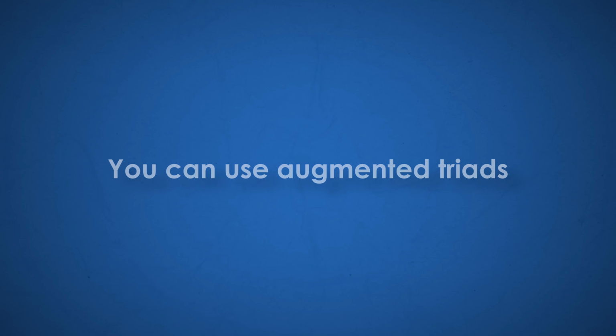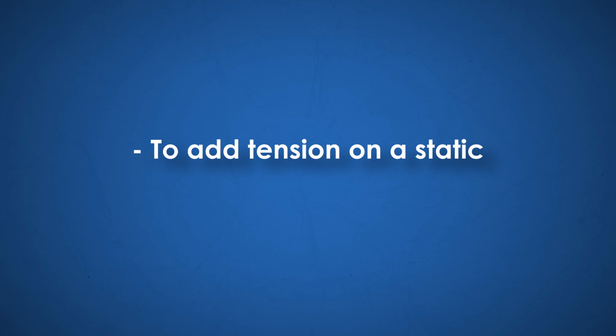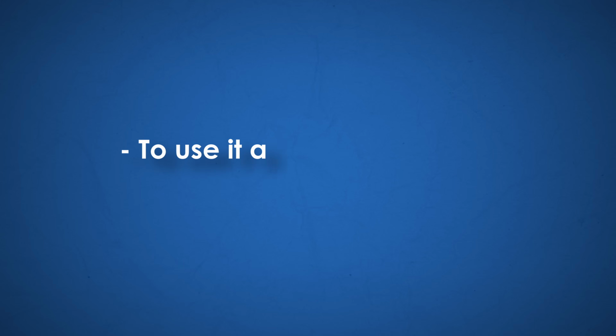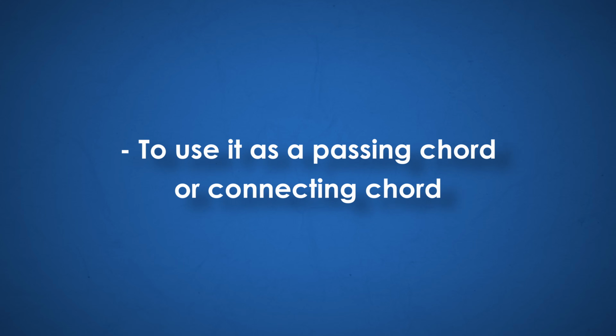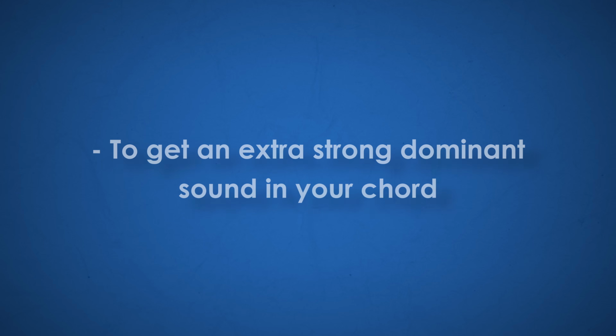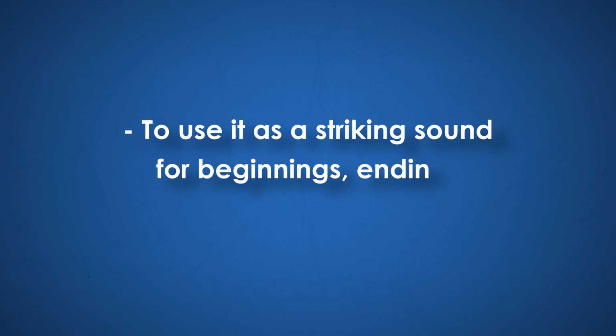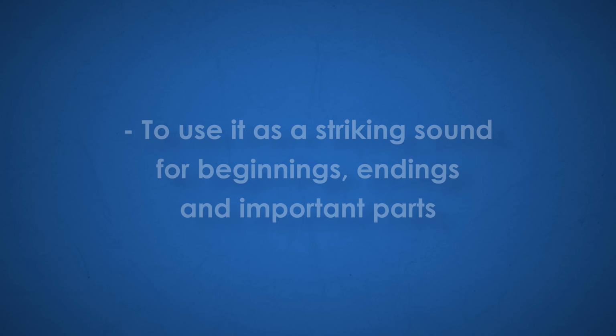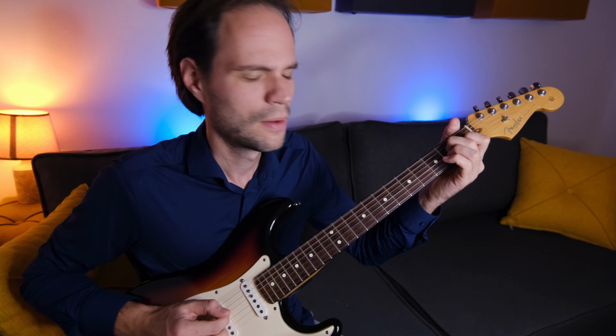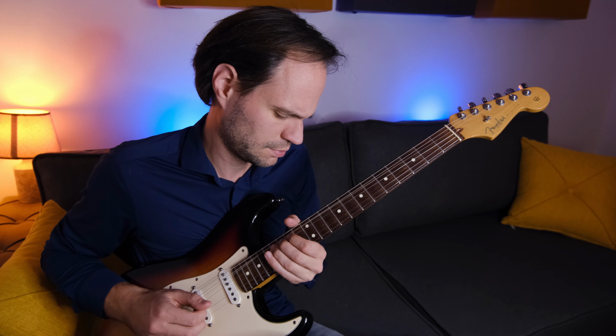So I've showed you that you can use augmented triads to add tension on a static chord vamp, to use it as a passing chord or connecting chord, to get an extra strong dominant sound in your chord, or to use it as a striking sound for beginnings, endings, and other important parts. The technique of using augmented triads is an amazing tool that you can use as a songwriter or composer.